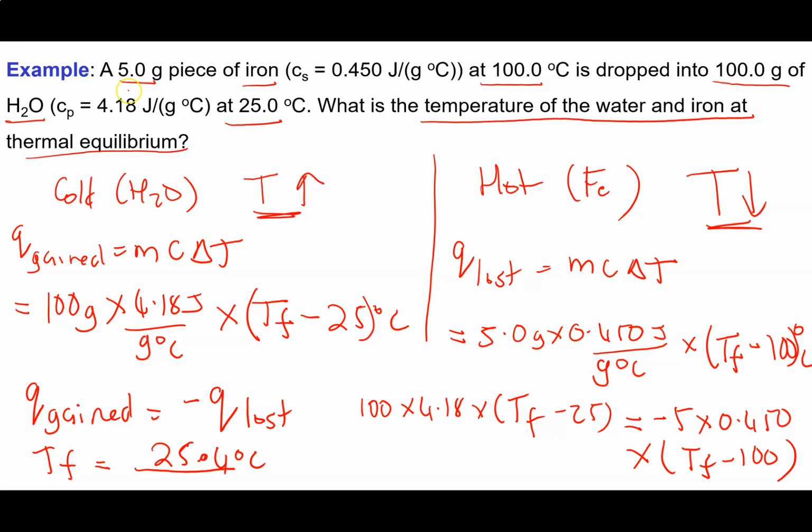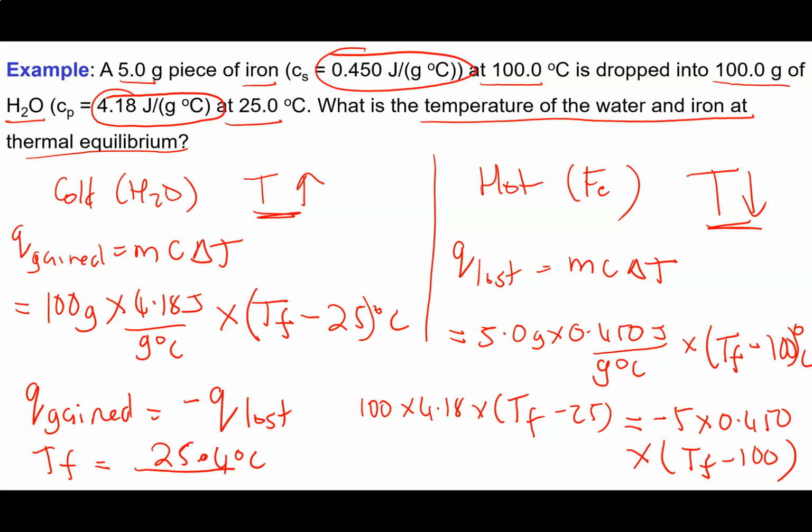And the reason is because the water has a really high heat capacity. It takes a lot of energy to move the temperature of water a little bit, whereas it only takes a little bit of energy to move the temperature of the iron quite a lot. And so the temperature changes are not going to be equal and opposite. The one with the greater heat capacity is going to be more resistant to changing its temperature.